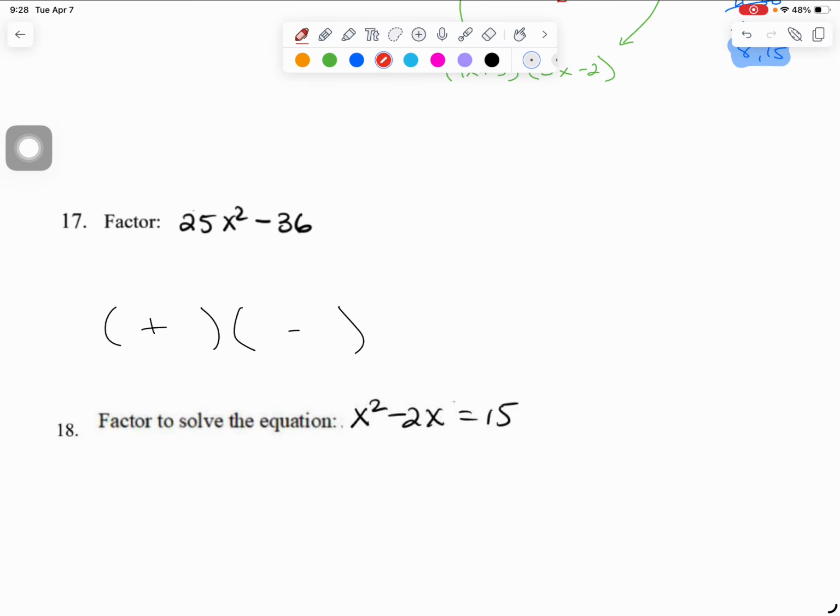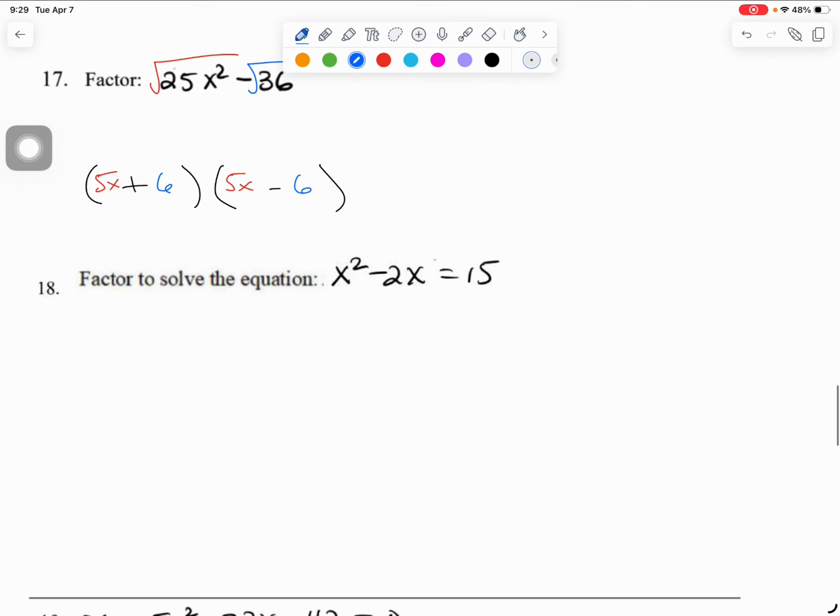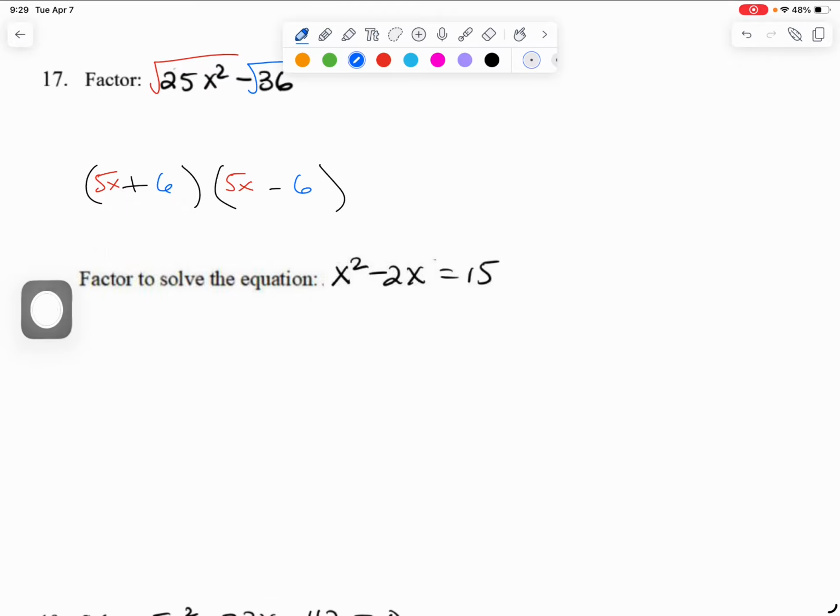And this is, again, guys, where the multiplication table comes in so handy, because if you know 5 times 5 is 25, well, the square root of 25 is 5, and the square root of x squared is x. If you know 6 times 6 is 36, the square root of 36 is 6, and you're done. Factor to solve the equation.